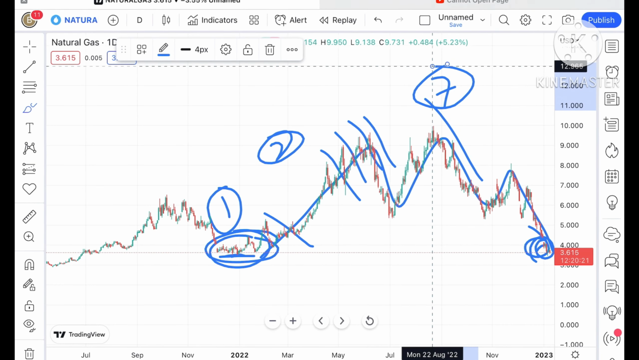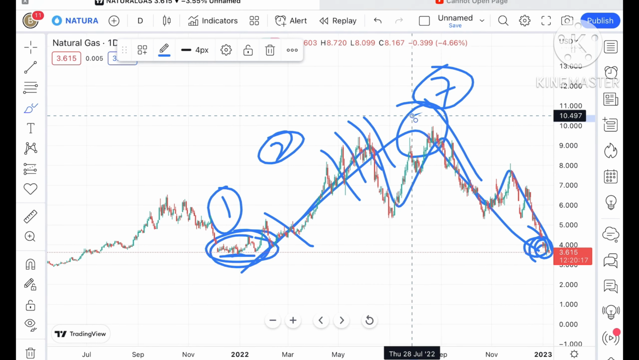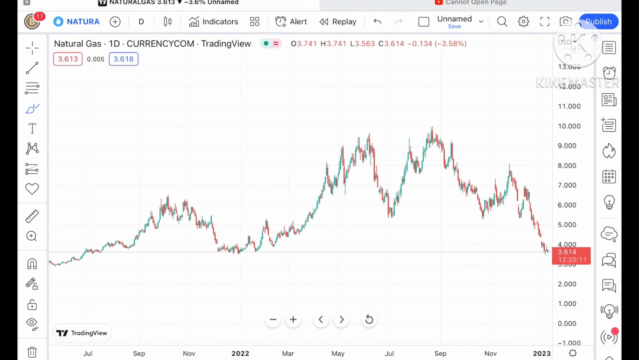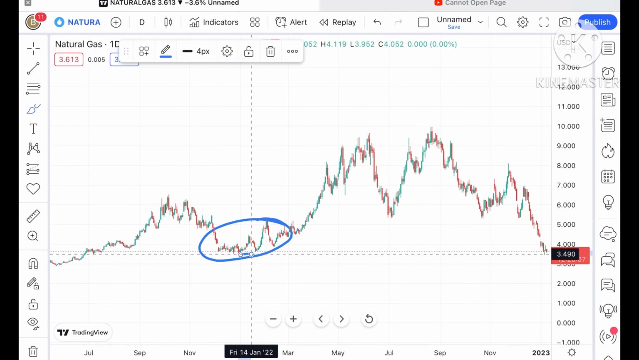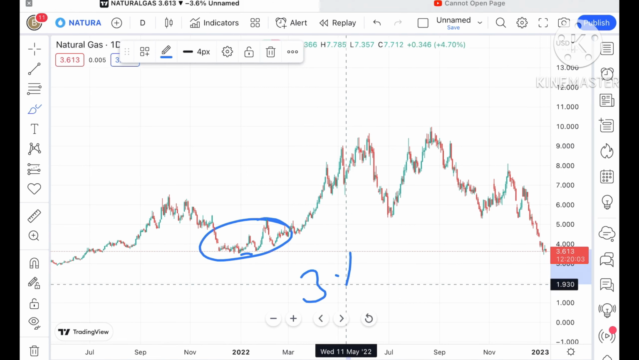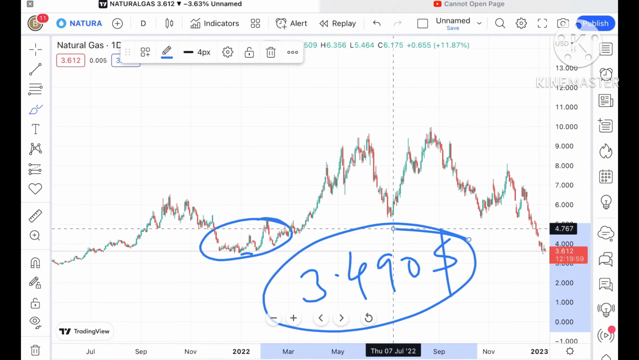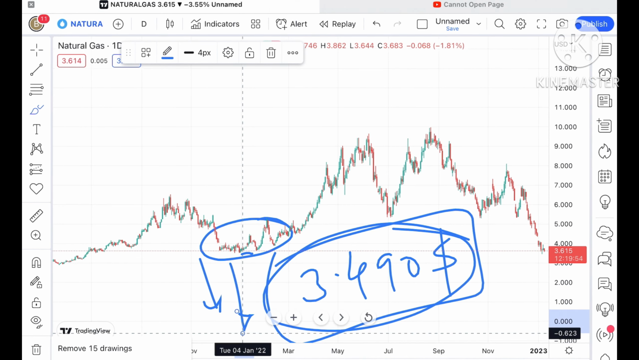If you look at this chart, it made a high around July, August, and from there it is continuously downside. So it is in this particular zone as of now. The probability is very high that if this zone breaks downside, that is a low of around $3.490, we can see it move further low.